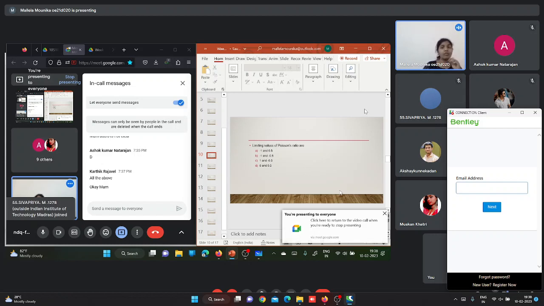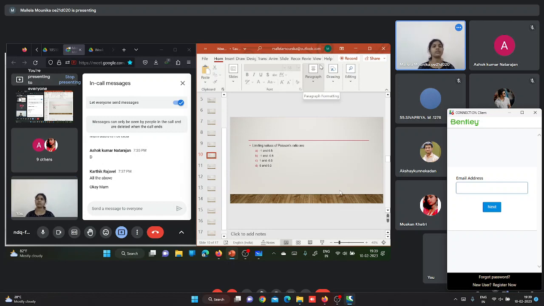Next comes the limiting value of Poisson's ratio. First of all, let me explain what is meant by Poisson's ratio. Any idea what is meant by Poisson's ratio? Yes, ma'am. It is basically the ratio between lateral strain to the longitudinal strain.